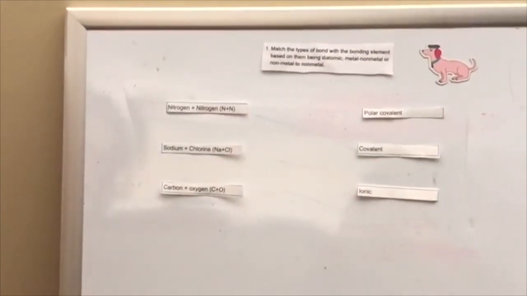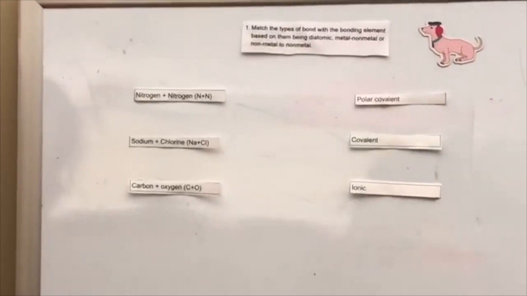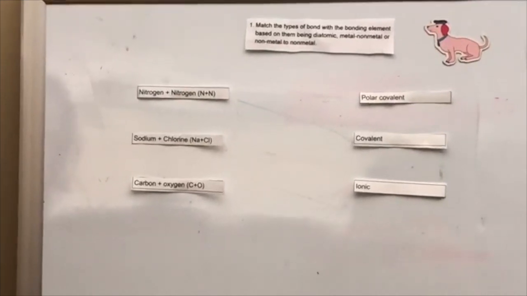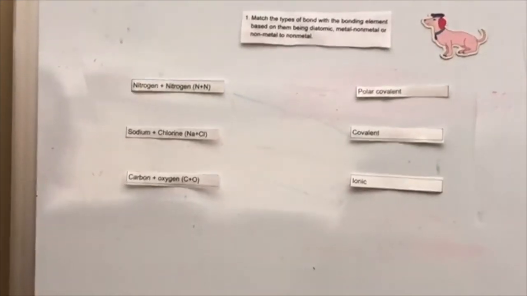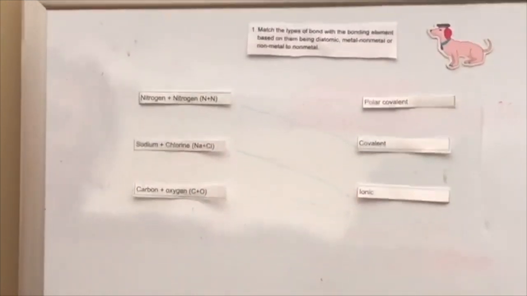And then the next one, sodium is a metal, chlorine is a nonmetal. So we know that even without calculating the electronegativity, we can assume that those will probably form an ionic bond. So we can make that connection.